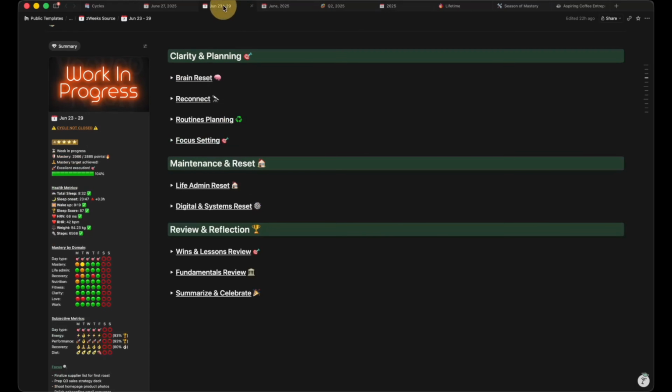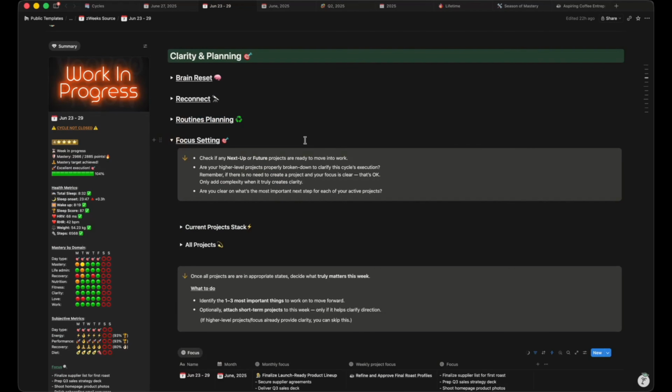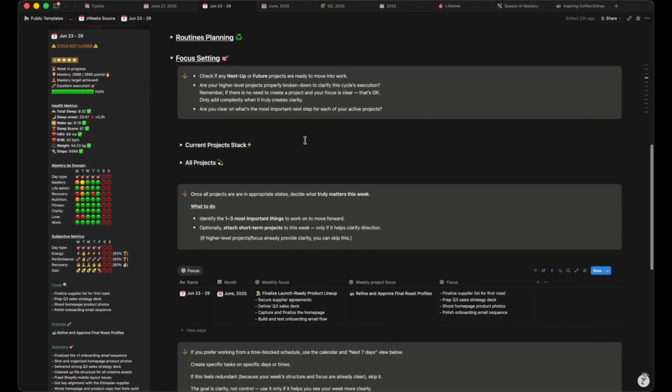And then let's go back to the week. We have our routines planning. Not going to touch on that for now, but let's look at the focus setting specifically. So for cycles from weeks to years, remember that not only do we get our focus points, but also we attach a specific project that we're working towards. But depending on the time cycle, you have a different guide towards focus setting and looking at your projects.